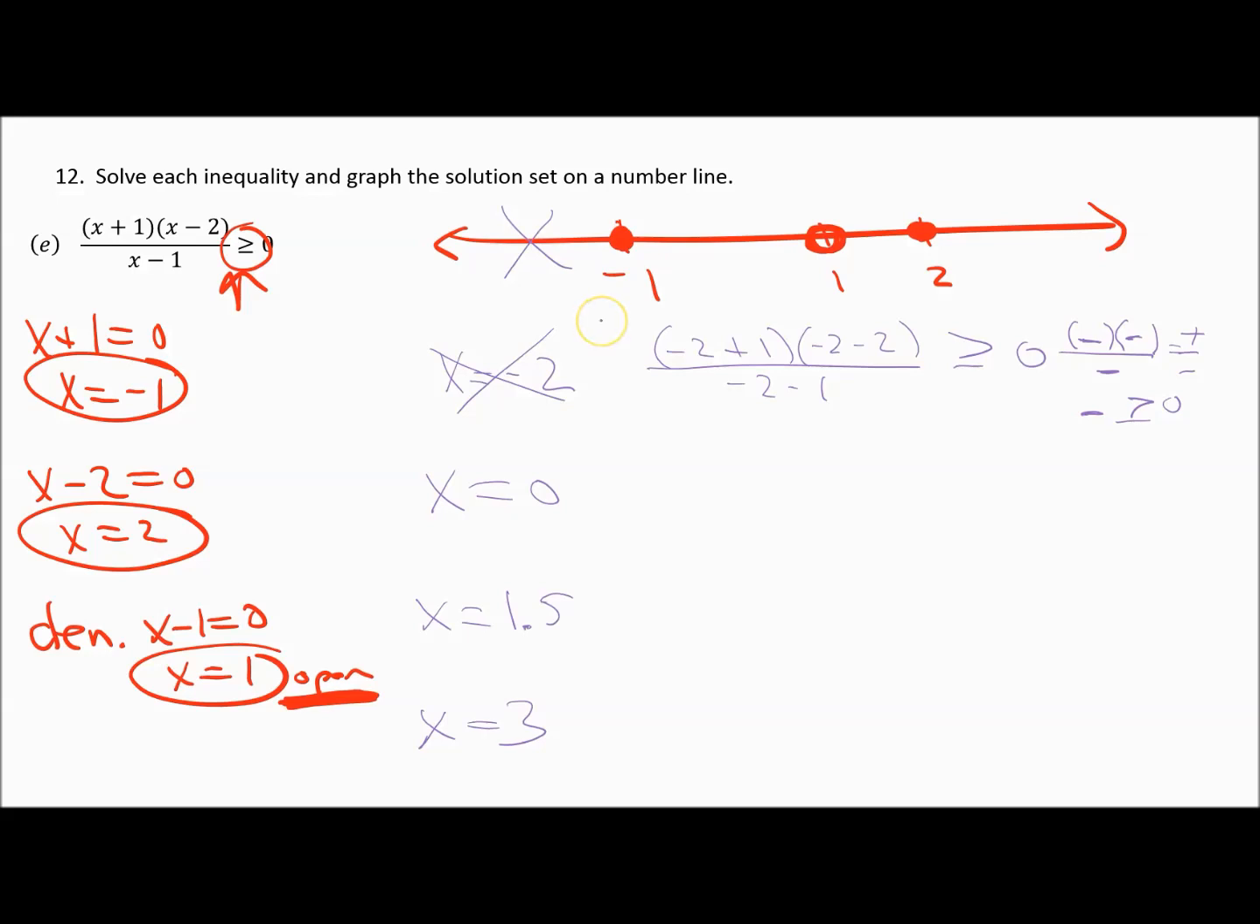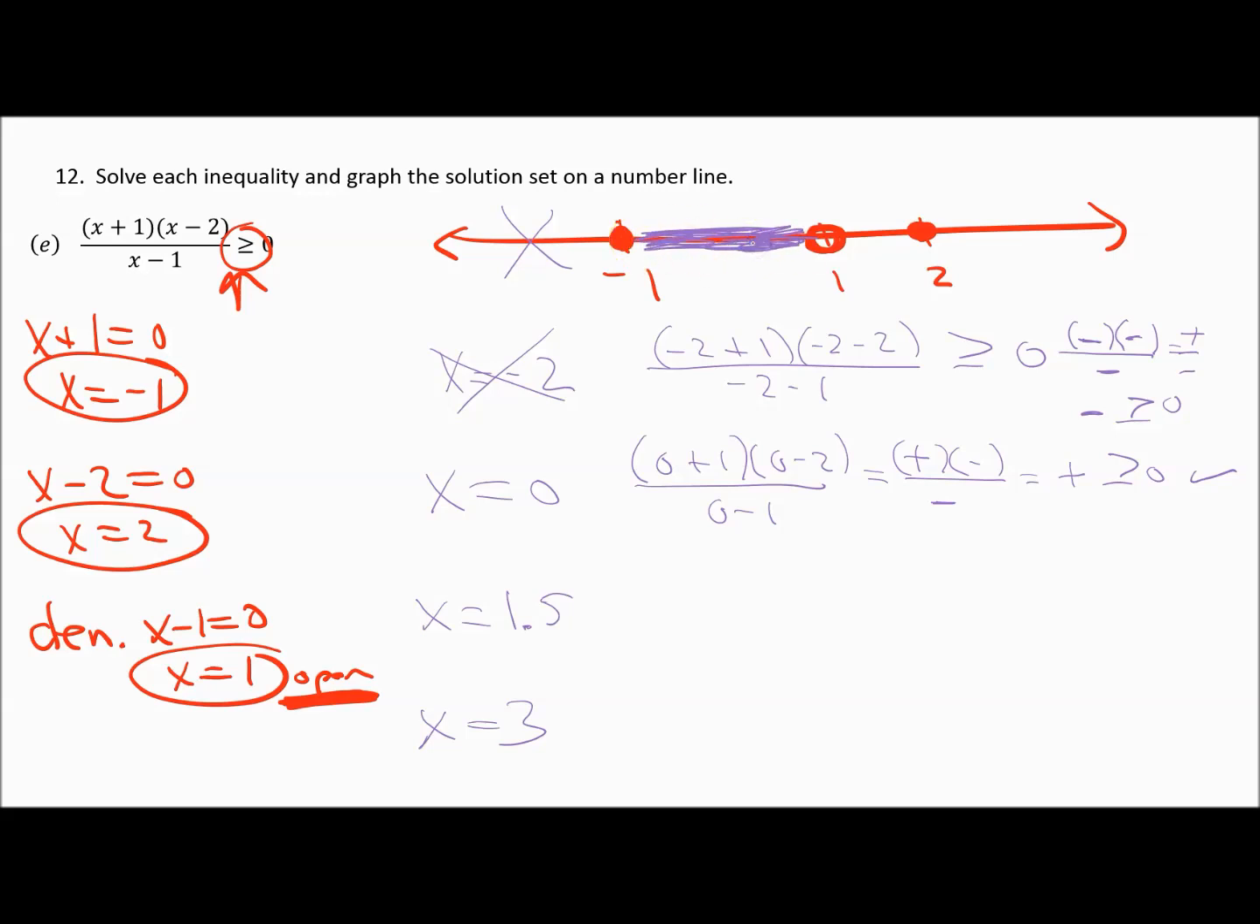Now a number between negative 1 and 1 was 0. So let's just do this again. You've got 0 plus 1 times 0 minus 2, divided by 0 minus 1. Now, you can actually do this calculation, or you can do like I did a minute ago. 0 plus 1 is a positive number. 0 minus 2 is a negative number. 0 minus 1 is a negative number. Overall, that answer is positive, because these two negatives cancel to give you a positive, and a positive is greater than or equal to 0. That's a true statement. So that means everything between negative 1 and 1 needs to be shaded.